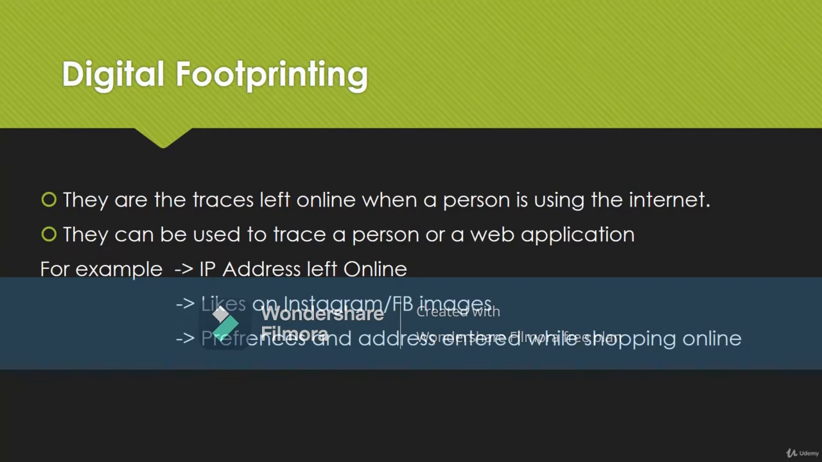For example, IP address that has been left online, likes on Instagram and FB pages, preferences and addresses entered while shopping online. Also, while going through your Insta or FB feeds, you tend to like a post, so there you leave your digital footprint. So this is all about digital footprint.